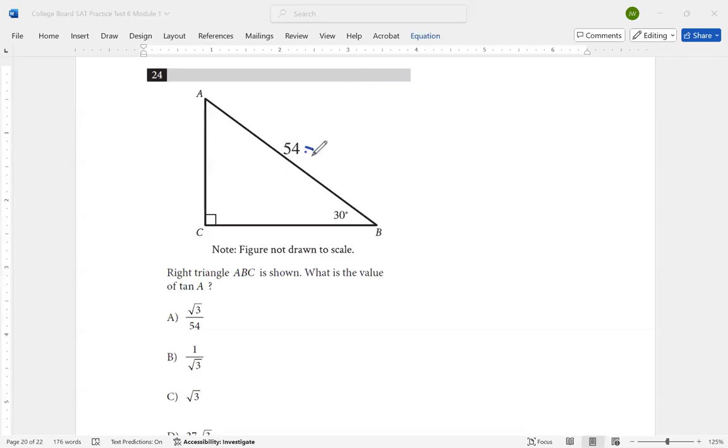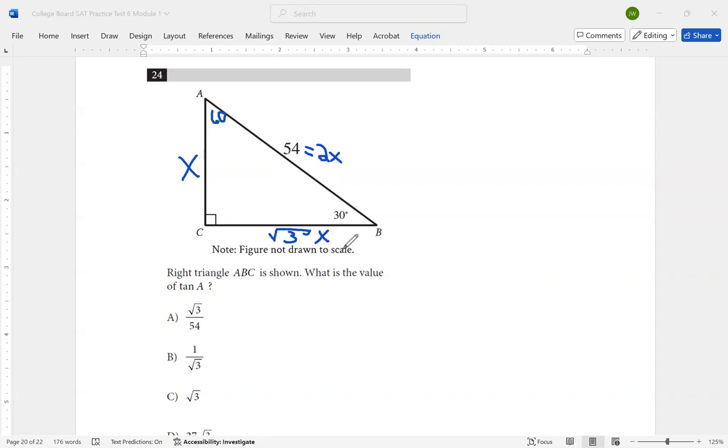So hypotenuse, which is 54, has to be 2x. Length of the side opposite of the 30 has to be the x. And the length of the side that is over here has to be square root of 3 times x. Okay, so that is opposite the 60-degree angle. So there, since 2x is equal to 54, that means x has to be 27. And that means this other side is square root of 3 times 27.